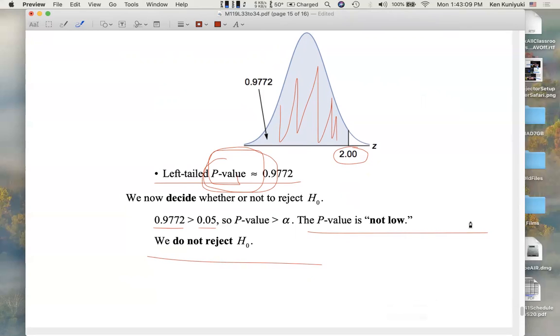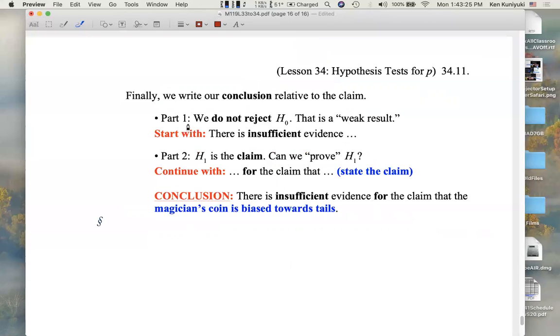So what can we say? If we do not reject the null, is that a strong result or a weak result? That's weak. That's kind of like not guilty. We're not sure if it really works. So we do not reject the null. It's a weak result. So there's insufficient evidence of what?